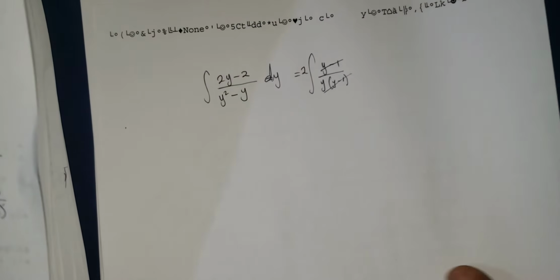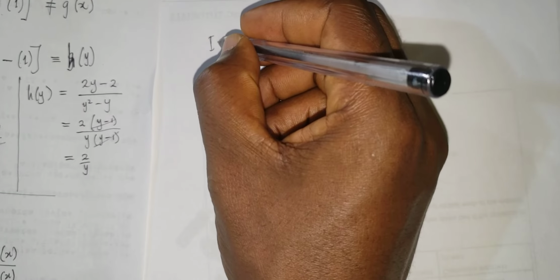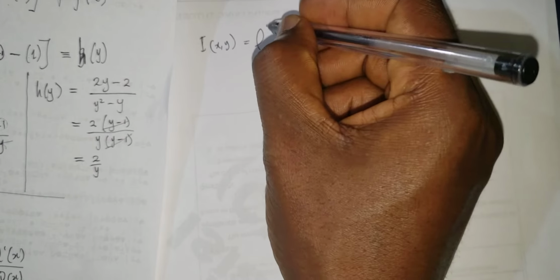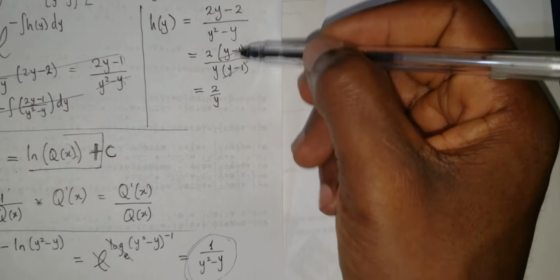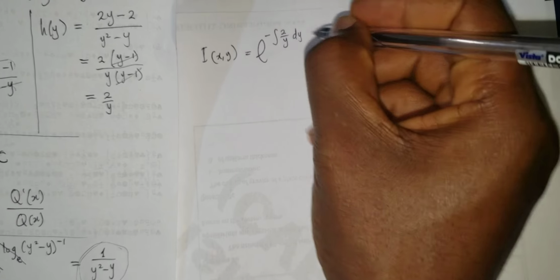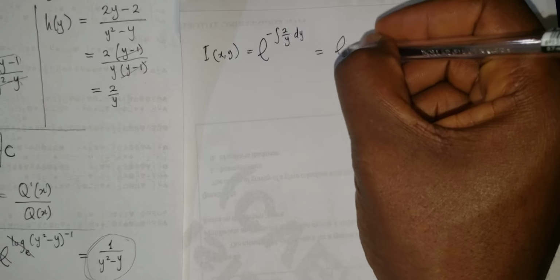That means we're continuing here now with this. What we need here, the integrating factor I of x comma y, is going to be e raised to the power minus the integral of our h of y, which is 2 over y, so that is 2 over y dy. That will be equal to e raised to the power.